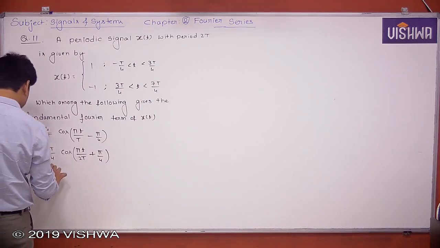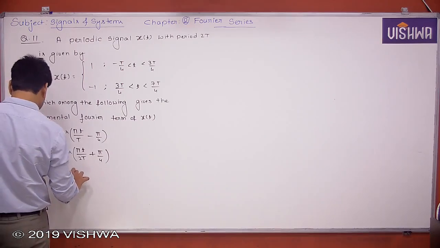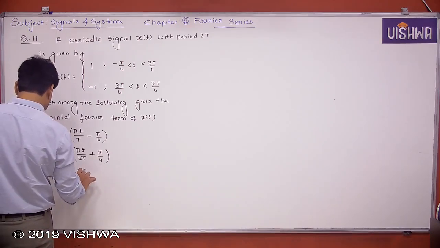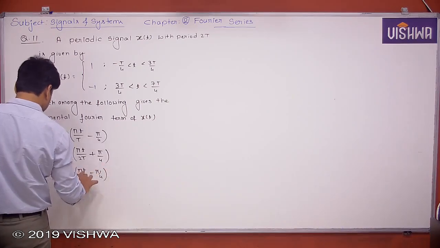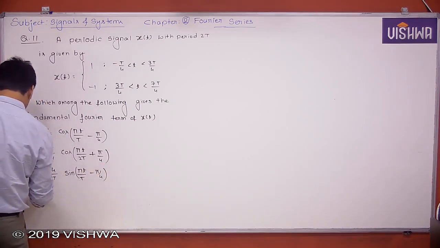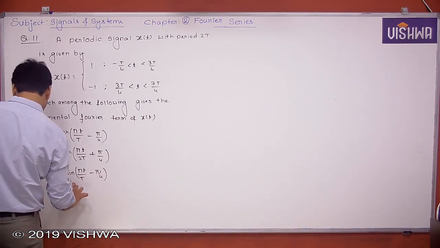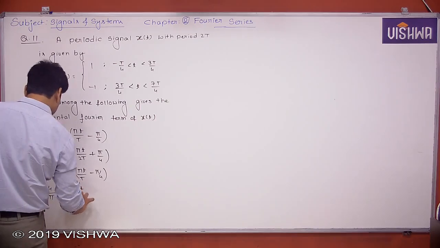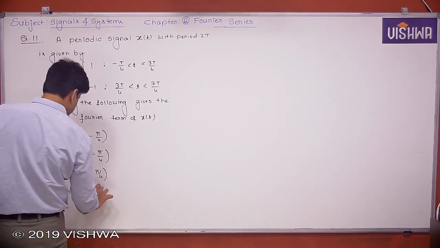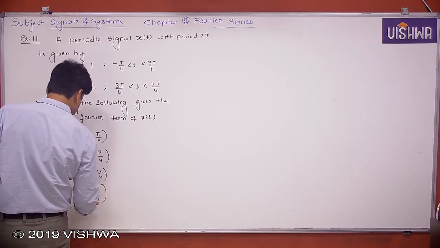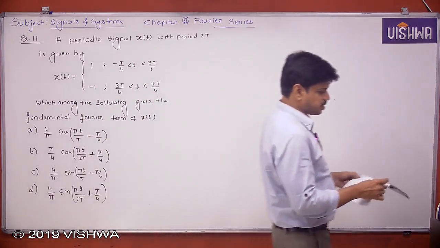Option C, 4 by pi sin of pi t by T minus pi by 4. Option D, 4 by pi sin of pi t by 2T plus pi by 4. Which option is going to be correct?